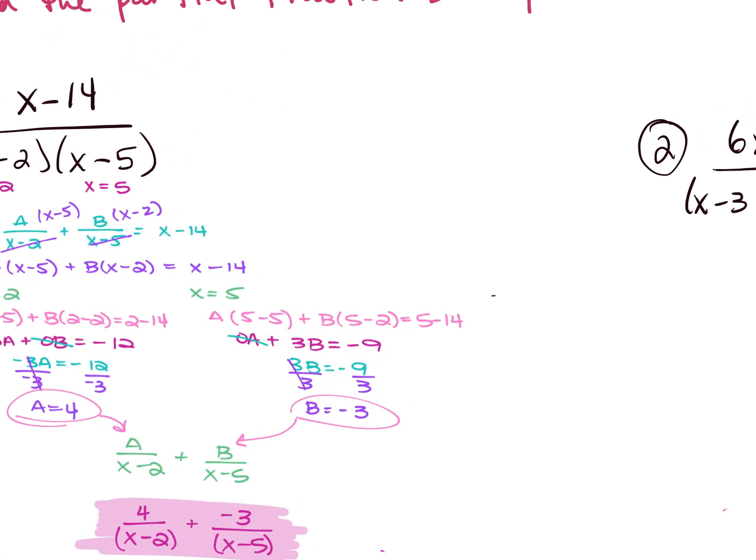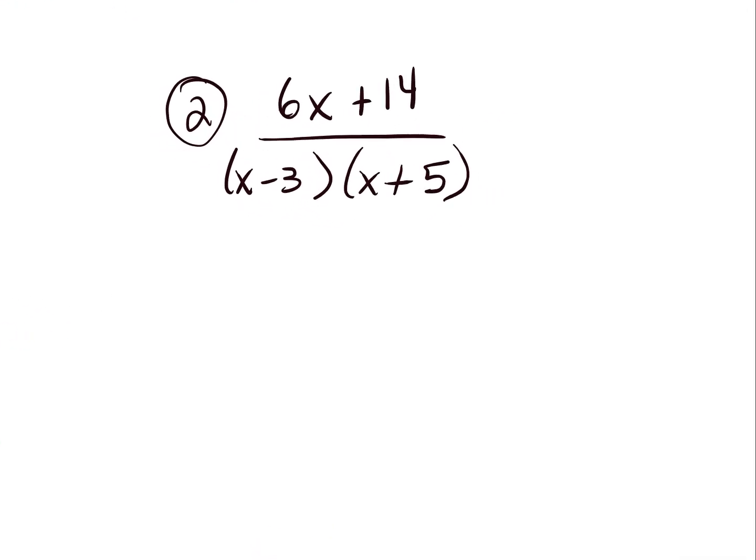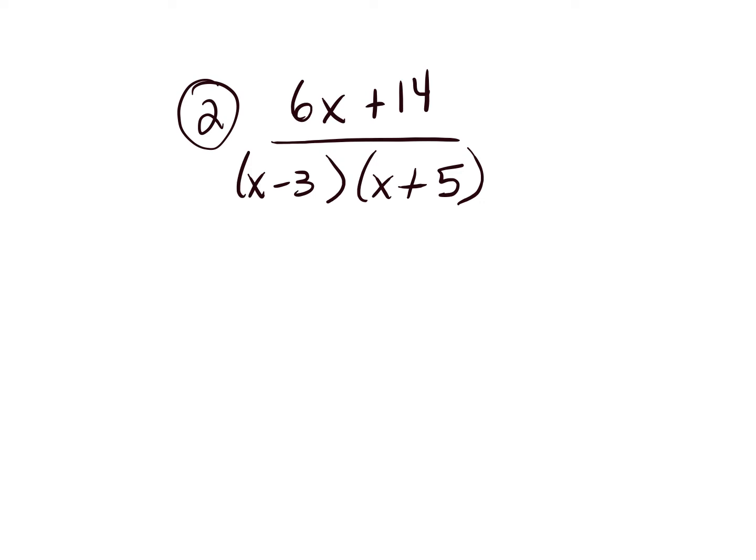If we look at example 2, we have 6x plus 14 over x minus 3 times x plus 5. If we solve for what x is equal to, since our denominator is already factored, we'd set both of these equal to 0 and solve. And we would get that x is equal to 3 and x is equal to negative 5.